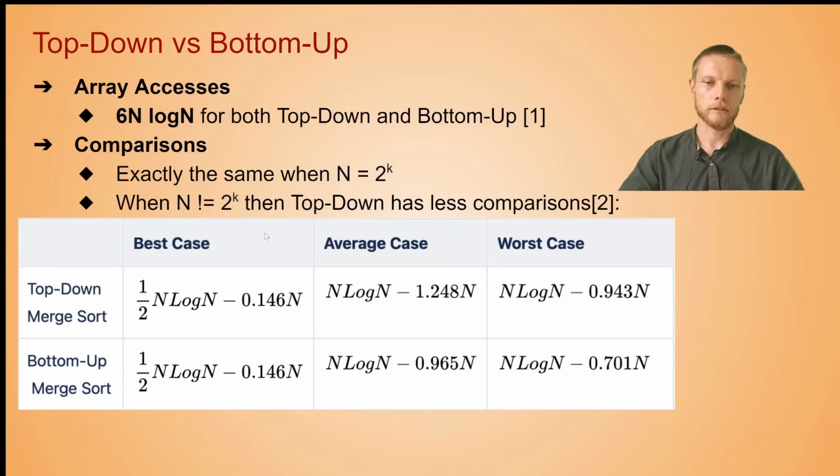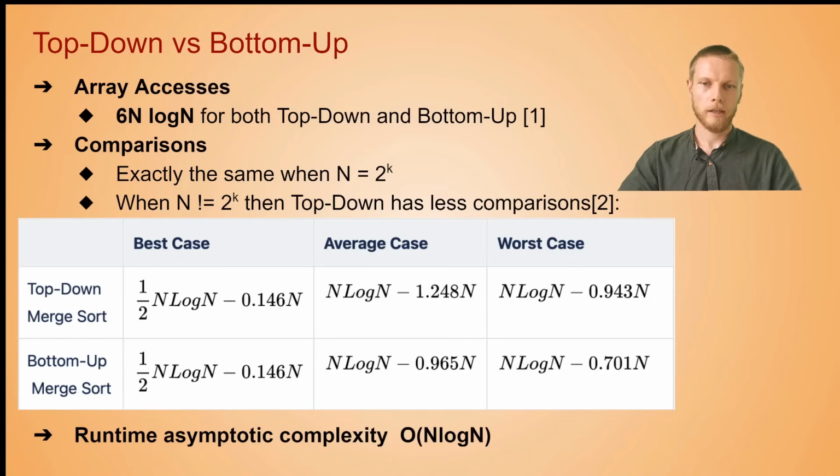Here is the table with the results from a white paper, which estimates the number of comparisons in best, average, and worst cases for top-down and bottom-up merge sorts. And we see that in the average and worst case, top-down has fewer comparisons, because this term, which is being subtracted from the first one, is bigger in the case of top-down merge sort. It's important to note that if we speak about runtime asymptotic complexity, then it's still O of n log n for both of them, because we don't care about constants when we speak in terms of asymptotic complexity. And also we don't care about lesser terms, because, for example, n log n dominates just n. Because of this, in the asymptotic sense, those two algorithms are exactly the same.